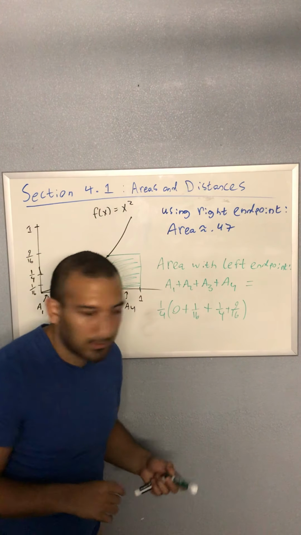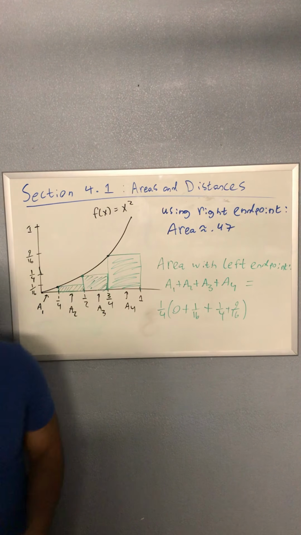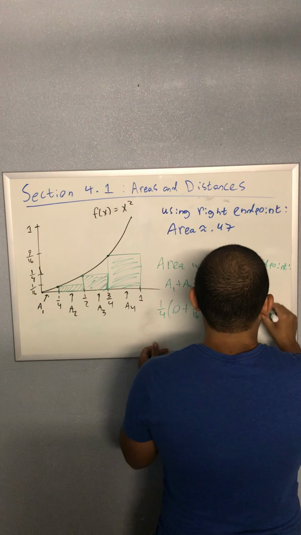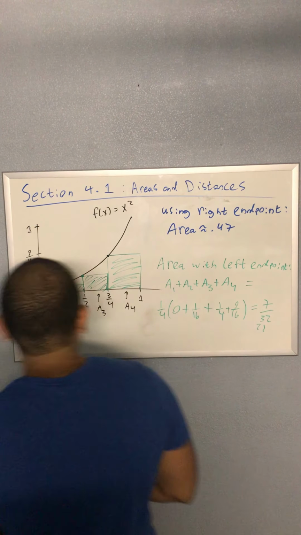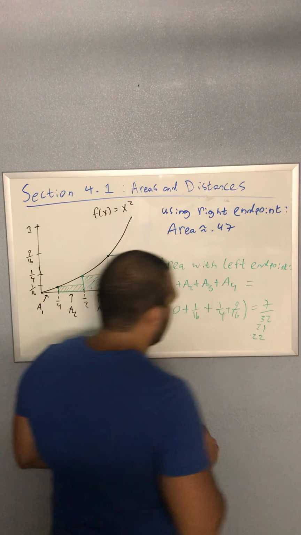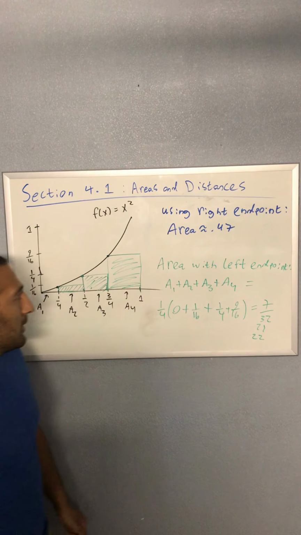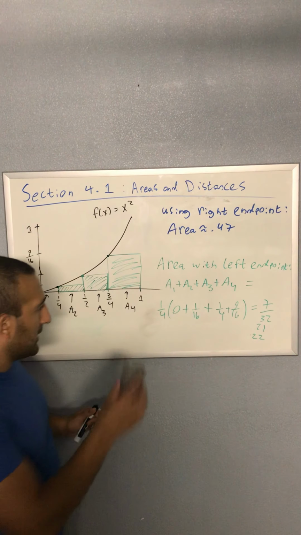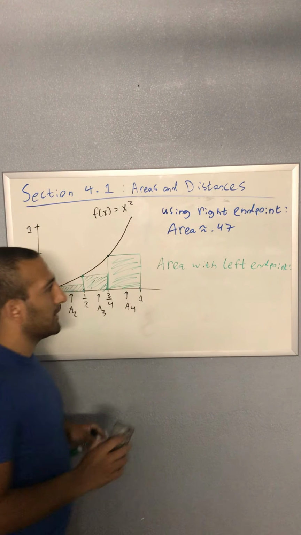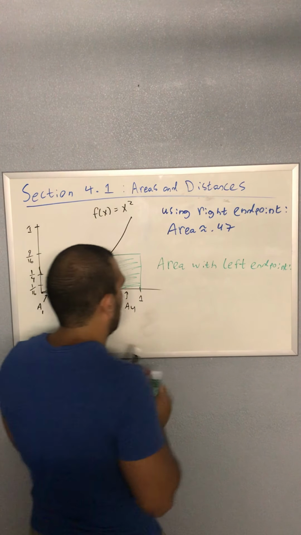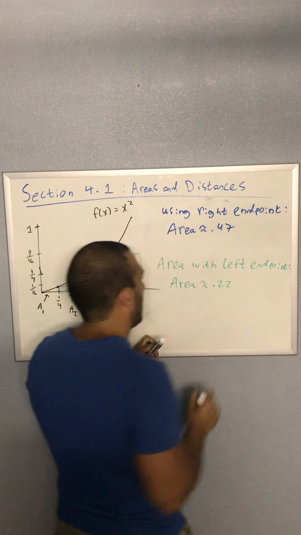So when we do this and everything clears up, we get 7/32. So this becomes 7/32, which is approximately 0.22. So then let's just erase all of this and say area with left endpoint is approximately 0.22, sorry, area is approximately 0.22.